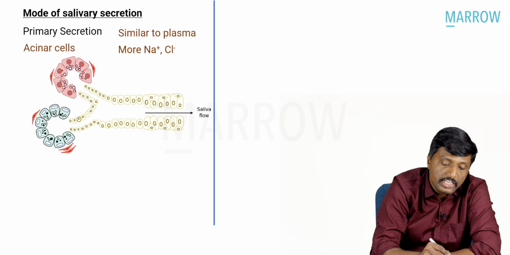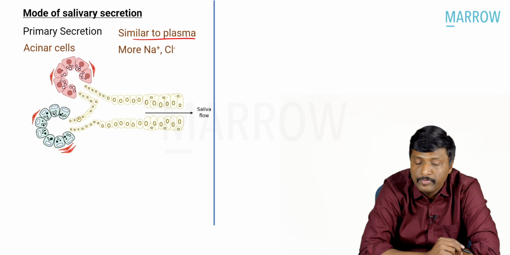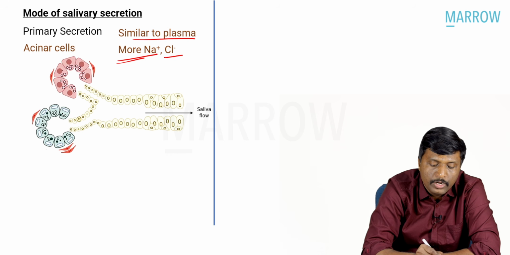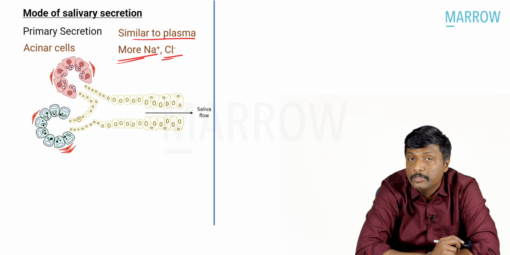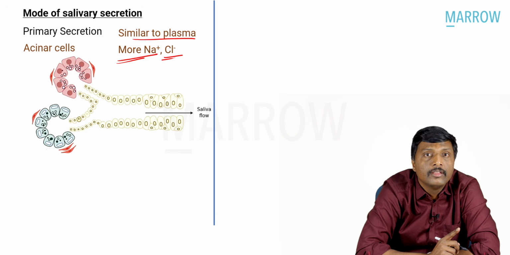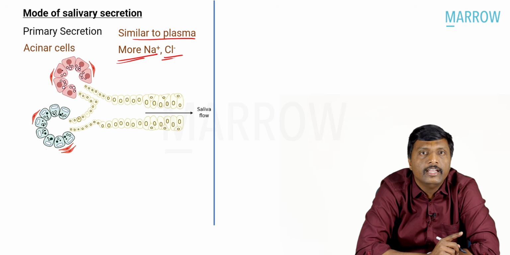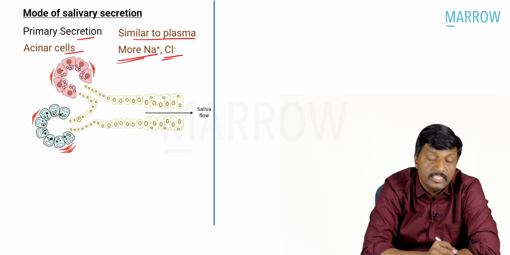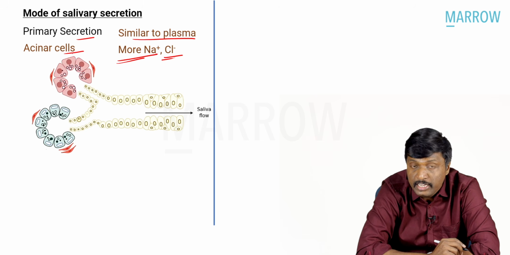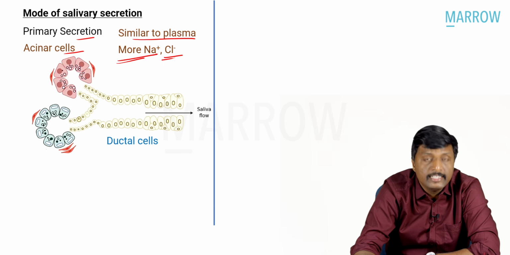This primary secretion is similar to plasma, that is having more sodium and chloride. That means to start with, it is never less sodium. Always remember to start with the primary secretion. It is very similar to plasma, which is having more sodium and chloride. This is the primary secretion from acinar cells. Later, it will be modified by ductal cells.